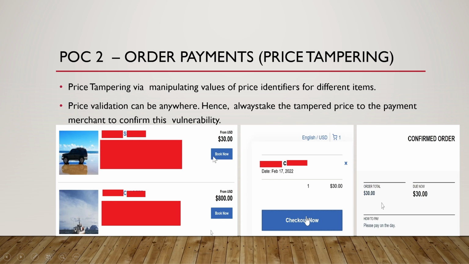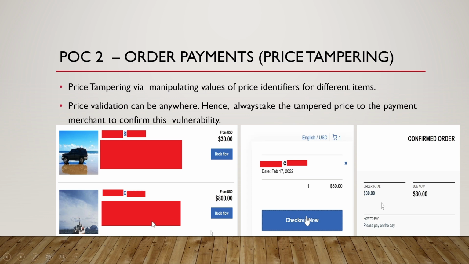So the car ride is for $30. The boat ride is for $800. What I did, I intercepted both the requests, and I observed the price parameter. There was no price parameter. There were some identifiers for the price parameter. For item S, the price parameter identifier was 381169, and for item C, it was 381160.